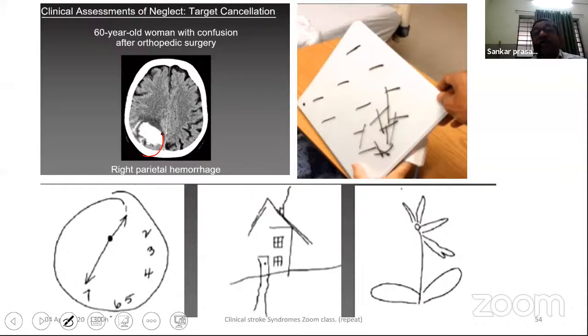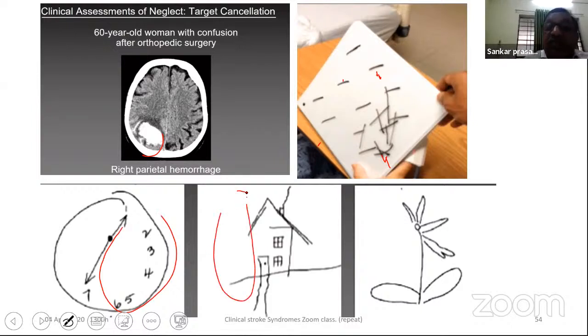The neglect. If you ask him to cut like this, he is cutting only on the right side. He is not going on to the left side because the left side is blocked for him, right? If you ask him to draw a clock, he will draw only on the right side because the left is neglected. Ask him to draw a house and this part is totally neglected. Ask him to draw a flower, this is neglected. So this is what is called neglect, and that mechanism we keep getting in our ward.